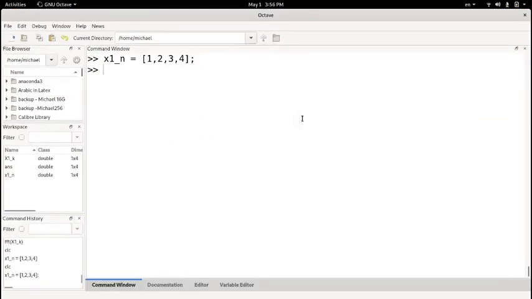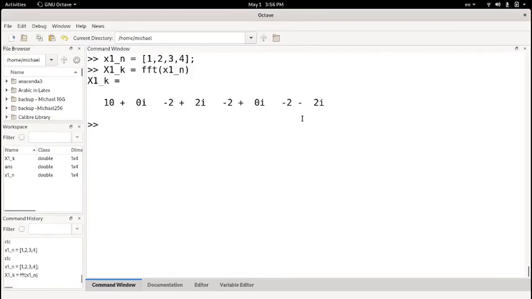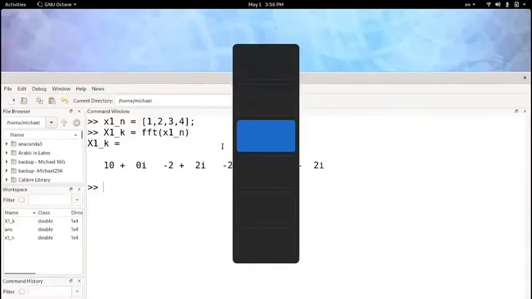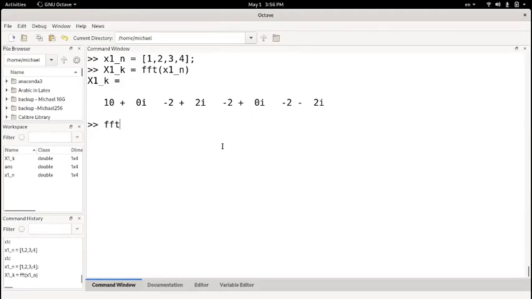We have defined the sequence x1 of n, which is 1, 2, 3, 4. Computing the DFT X1k of this sequence x1 n, we will get 10, minus 2 plus j2, minus 2, and minus 2 minus j2. The property simply says that if we have this X capital of k sequence considered to be a time domain sequence, capital X of n, so we're dealing with it as a time domain sequence, and we compute its DFT, so FFT of x1k, what should we expect to get?